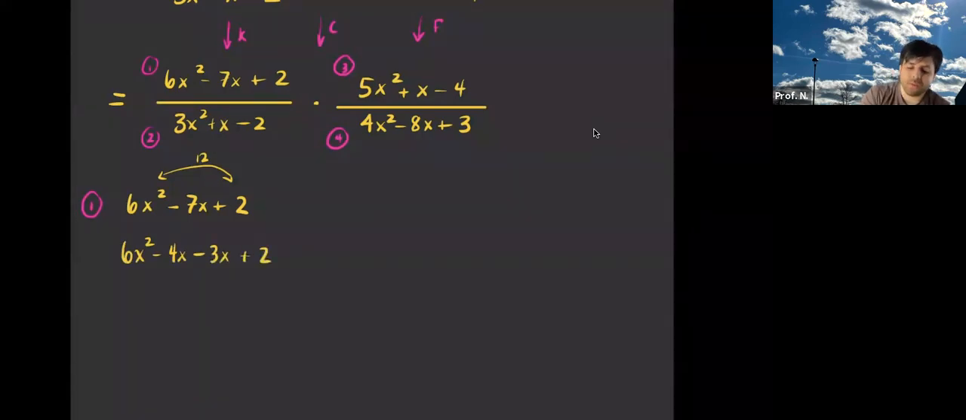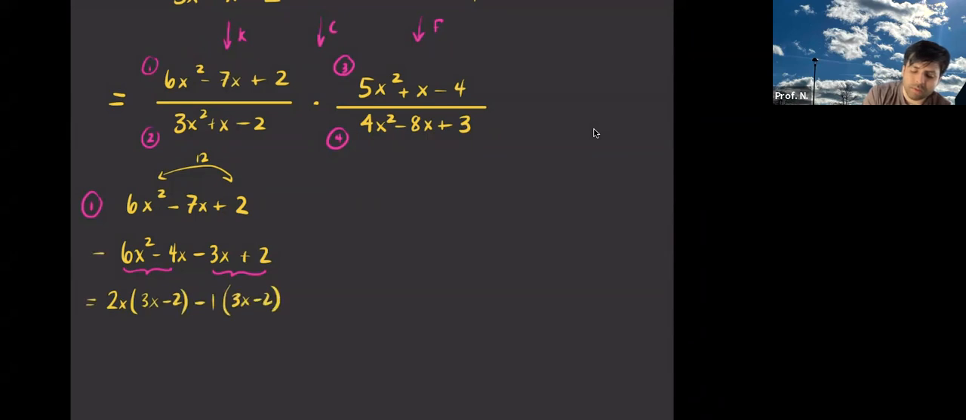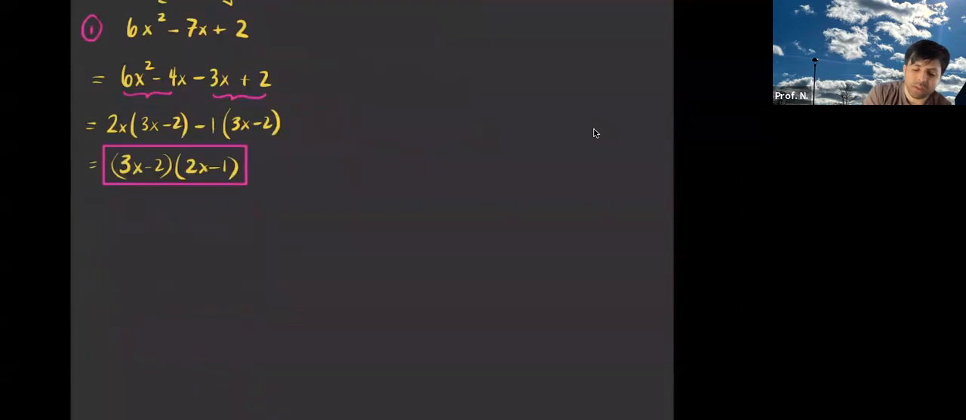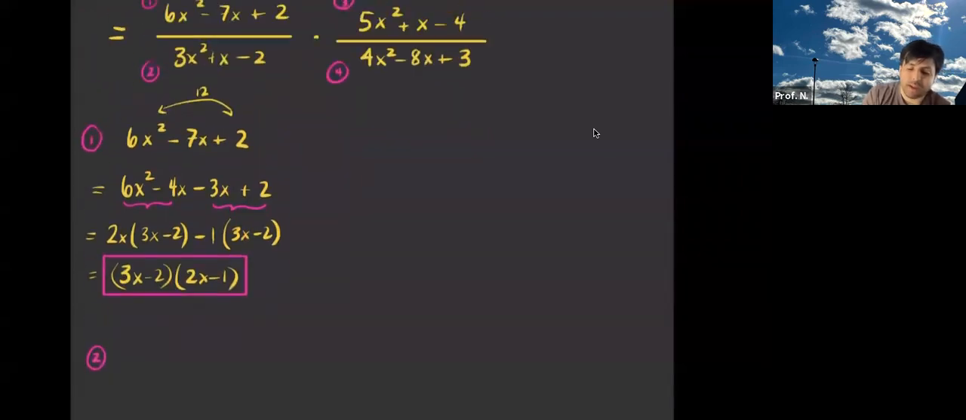And then we can factor by grouping. We can factor this, factor this. You can factor out a 2x, and I'm left with 3x minus 2. Factor out a -1, and I get 3x minus 2. So this becomes 3x minus 2 multiplied by 2x minus 1. So that's my first factorization, and I have to do this 3 more times. Again, we have to become extremely proficient with factoring.